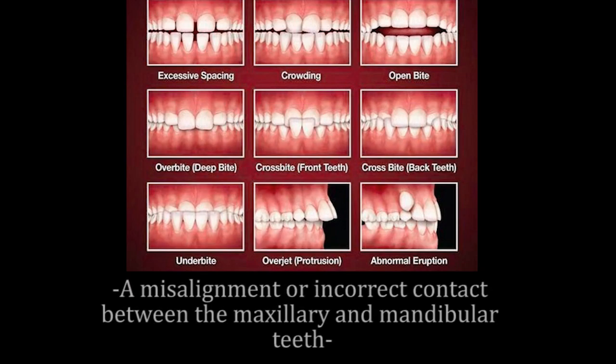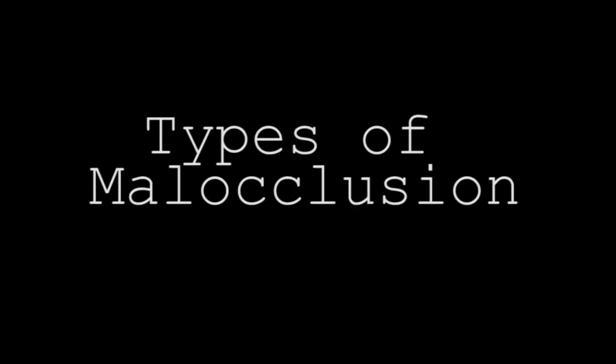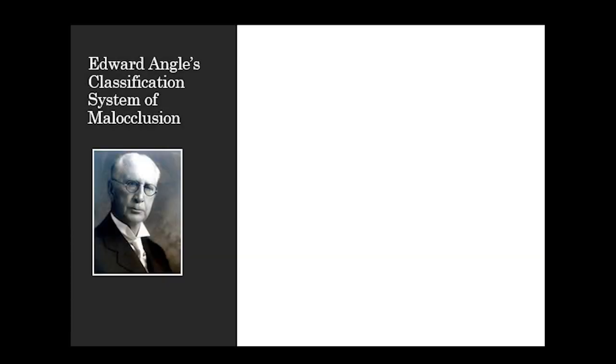Malocclusion can be defined as a misalignment or incorrect contact between the maxillary and mandibular teeth. Let's look at the different types of malocclusion. Edward Engel, known as the father of orthodontics, devised a classification system for the different types of malocclusion.